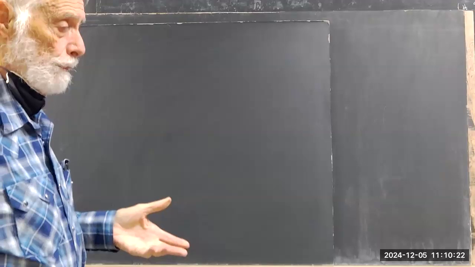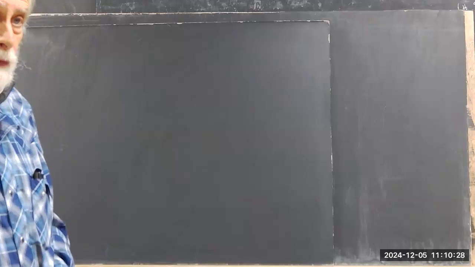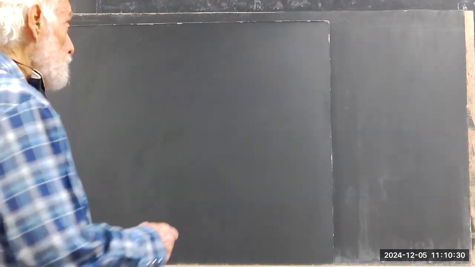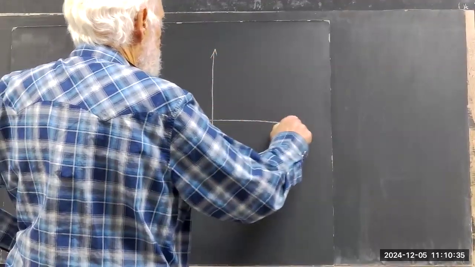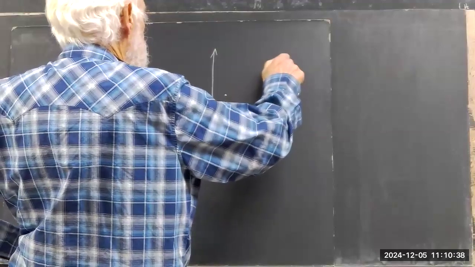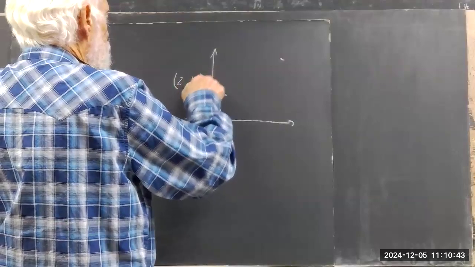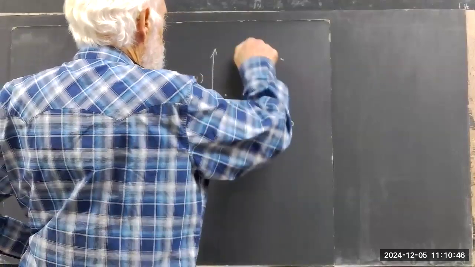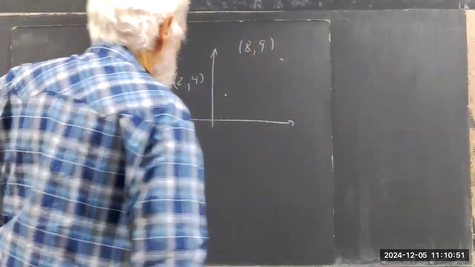Okay, we're reviewing how to obtain functions given points on a graph, or given information that allows you to put points on a graph. Okay, so let's just say I've got 2 points: (2, 4) and (8, 9).